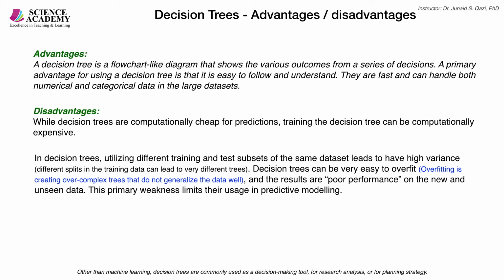Decision trees can very easily overfit. Overfitting is creating over-complex trees that do not generalize the data well. This results in poor performance on unseen data. This primary weakness limits their usage in predictive modeling.